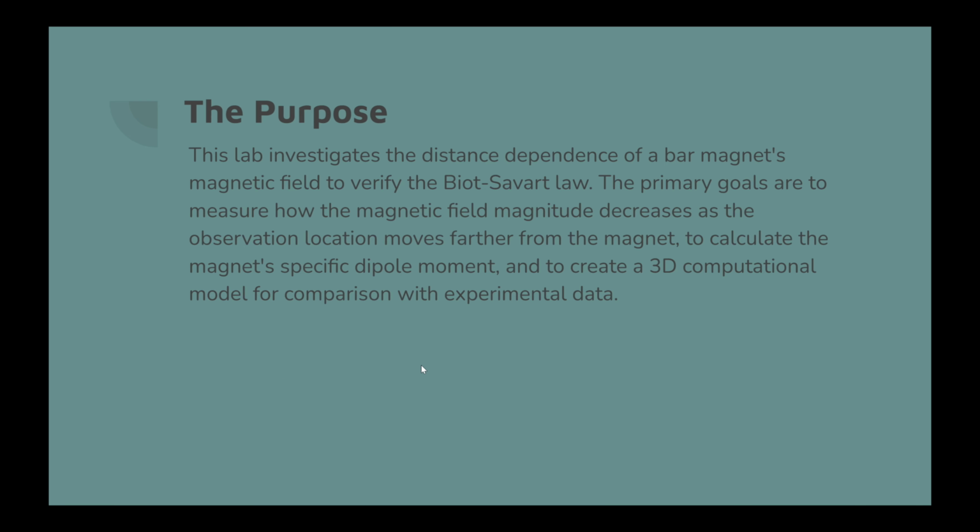So the lab investigates the distance dependence of the bar magnet's magnetic field to verify the Biot-Savart law. The primary goals are to measure how the magnetic field magnitude decreases as observation location moves farther from the magnet, to calculate the magnet-specific dipole moment, and to create a 3D computation model for comparison with experimental data.